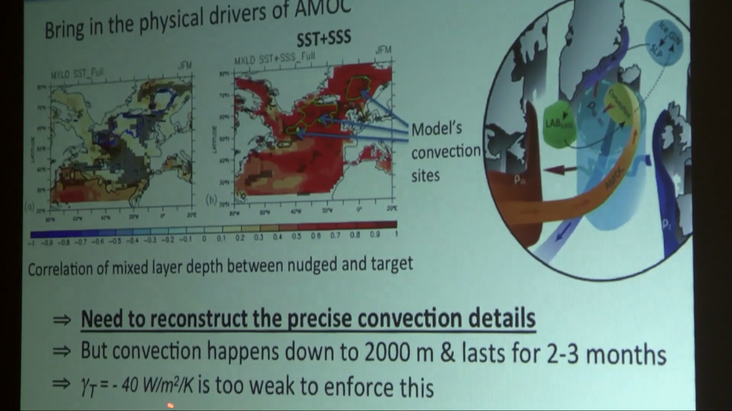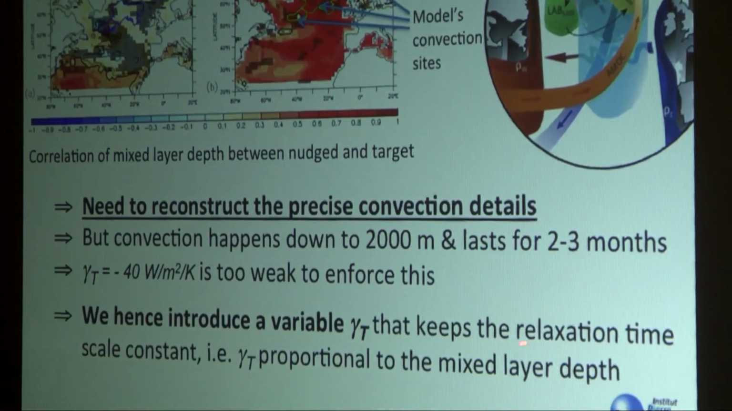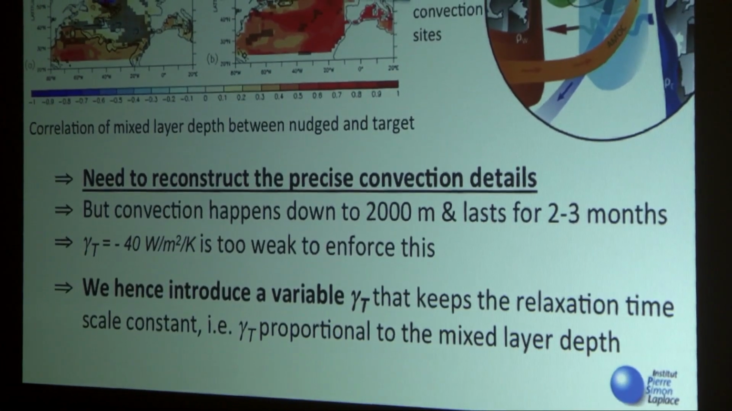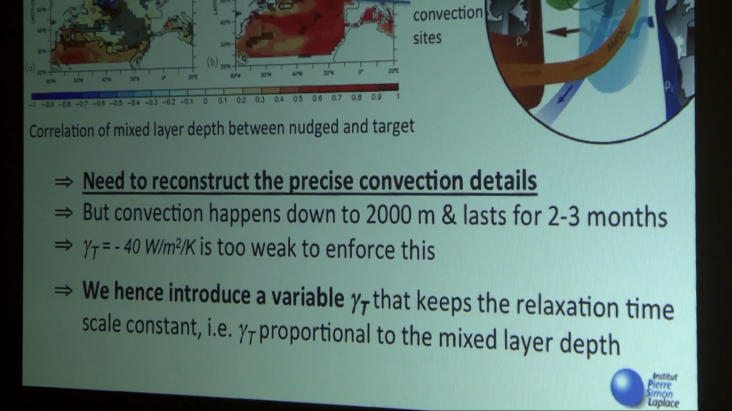So this is where we bring in the idea of a variable gamma. Instead, we're varying the restoring, and what we're keeping constant is the 2-month restoring time scale. It's just a change of view. If you keep the 2-month relaxation time scale, then you can write the equations and gamma becomes proportional to the mixed layer depth. So we introduce that variable gamma as a function of the mixed layer depth.